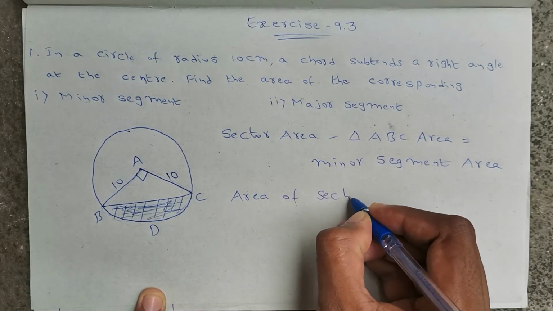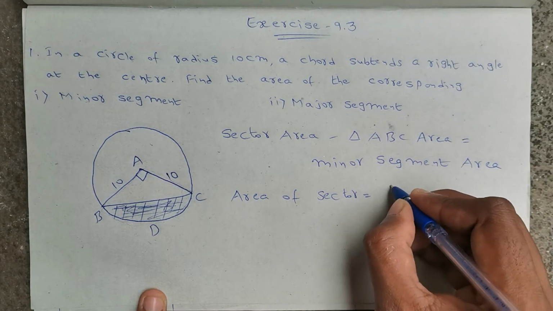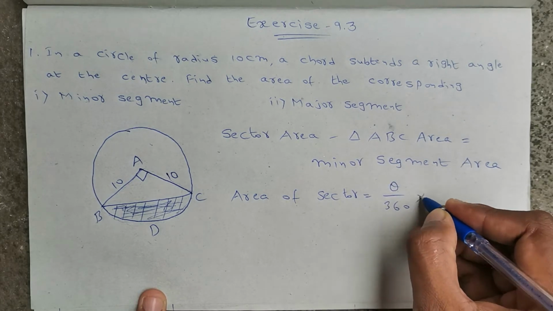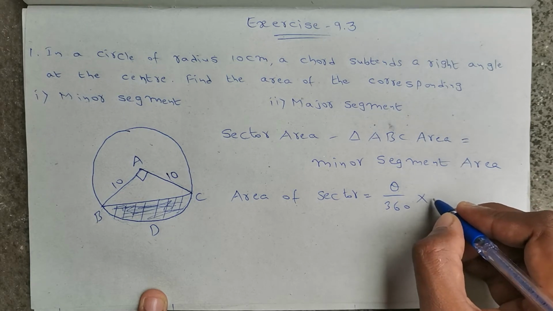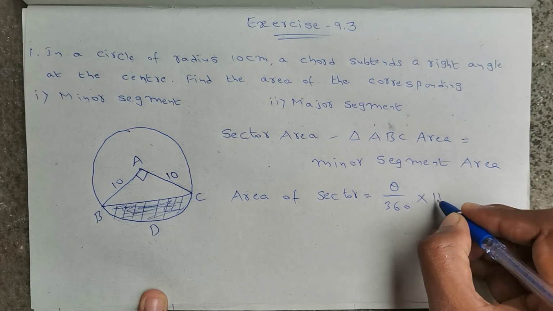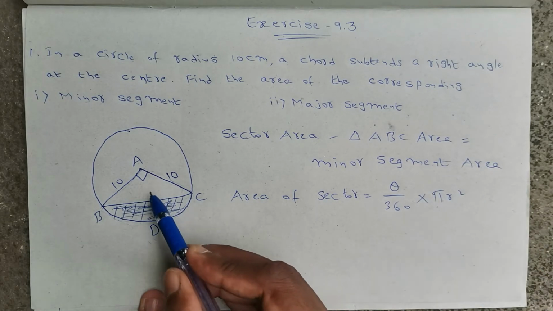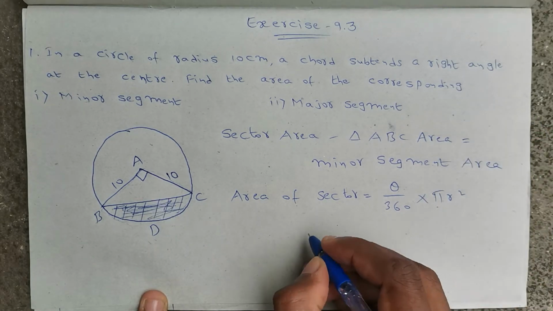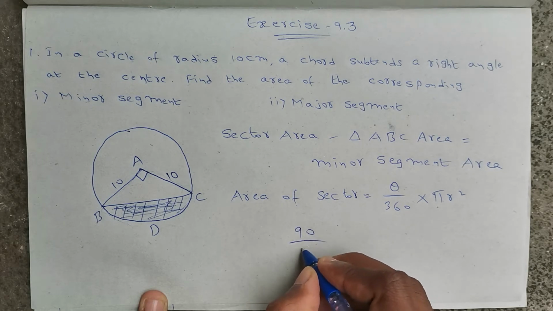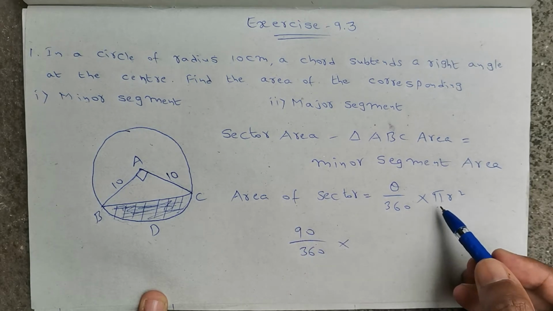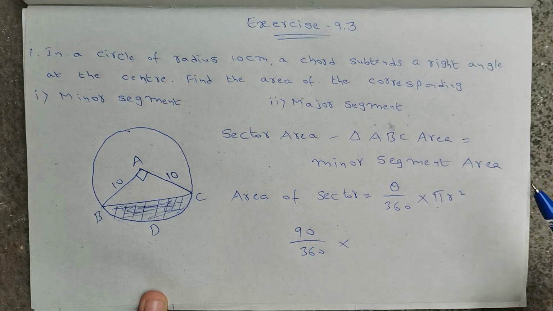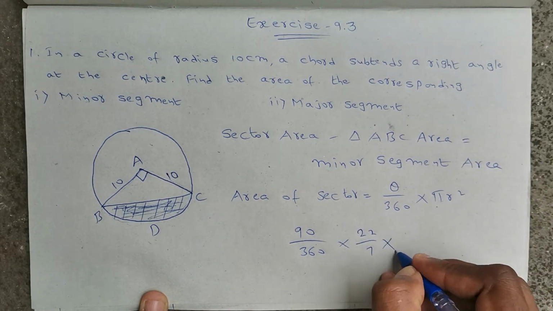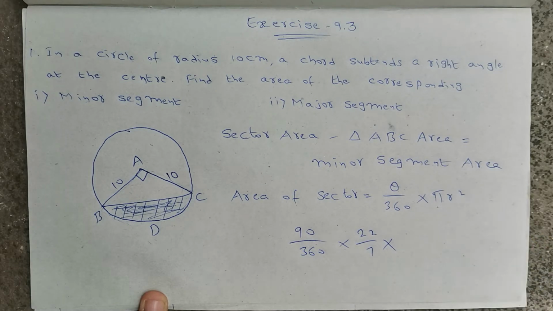Area of sector. What is the formula for area of a sector? Theta by 360 into pi r square. Theta is the angle subtended; he said clearly a right angle, so 90 by 360 into the pi value. In the question he didn't mention the pi value, whether to take 22 by 7 or 3.14 or something else. So if nothing is given in the question, simply take 22 by 7 into r square. Radius is 10, so 10 into 10.